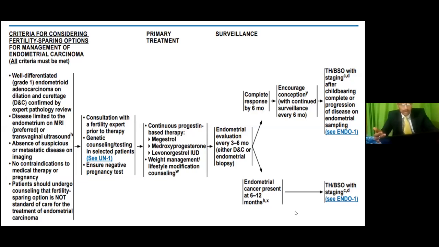After the fertility expert consultation, keeping the patient on the progesterone based therapy, we regularly evaluate every 3 to 6 months. Either the D&C or the endometrial biopsy we can do, and depending upon that, if there is complete response, we can encourage conception, and then after the birth of the child, we can go for the total abdominal hysterectomy and all. And if the endometrial cancer is present despite the therapy, we directly go for the total hysterectomy and the bilateral salpingo-oophorectomy.